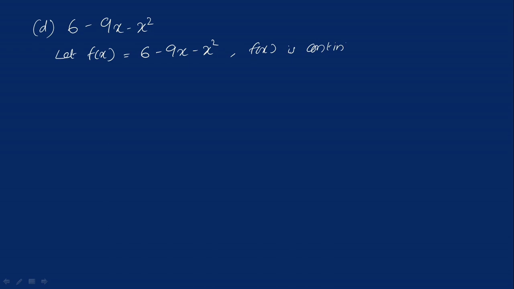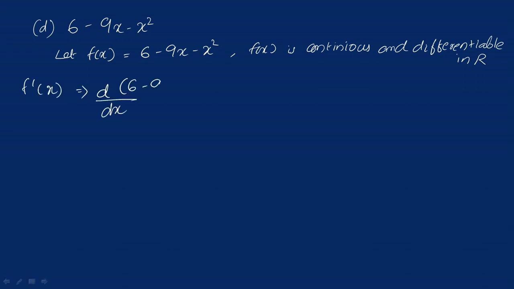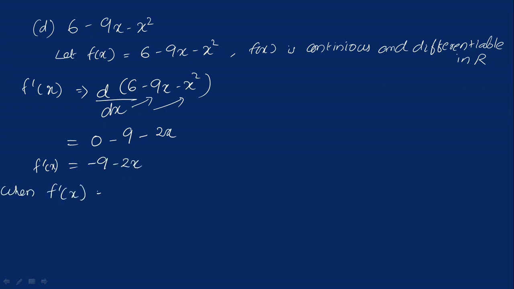So f of x is a polynomial function, so it is continuous and differentiable in R. So we can write f dash of x, that is d by dx of 6 minus 9x minus x square. d by dx of 6, that is 0, d by dx of minus 9x, that is minus 9, d by dx of x square, that is minus 2x. So we have f dash of x is equal to minus 9 minus 2x.